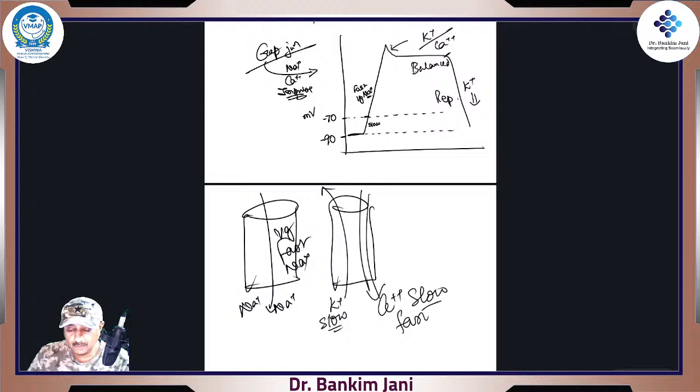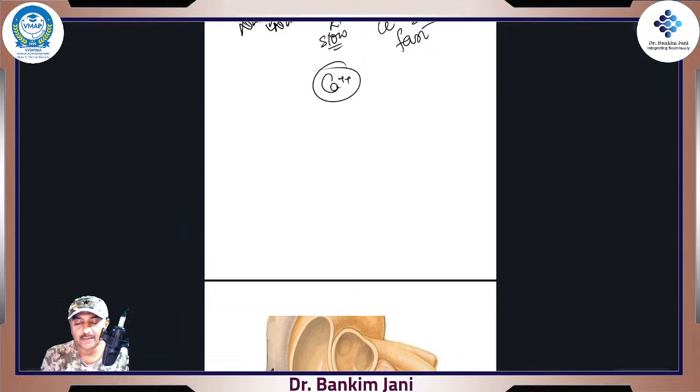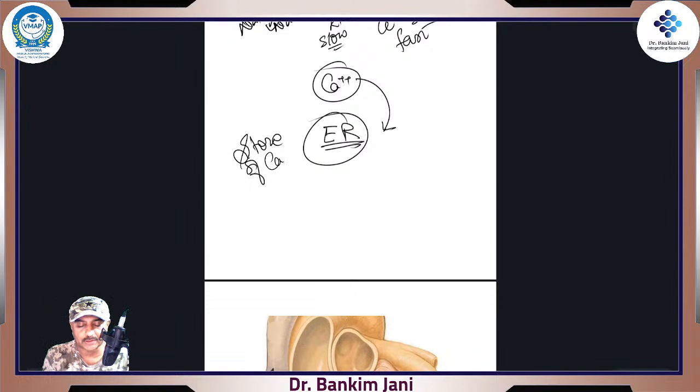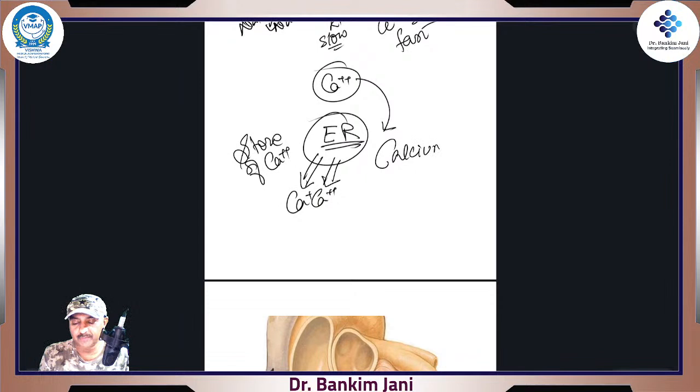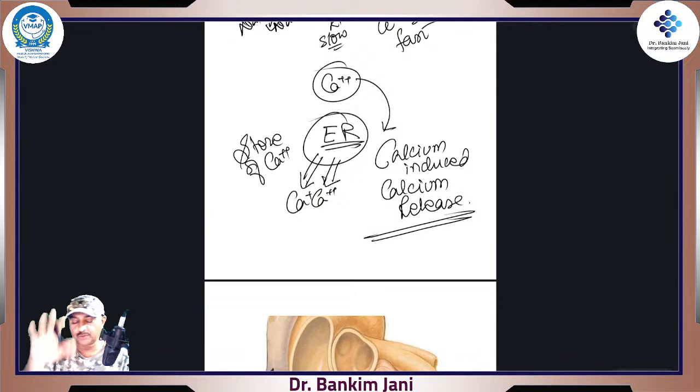For this contraction, the calcium which is inside, right, that calcium will trigger endoplasmic reticulum. Now endoplasmic reticulum is a store of calcium. So this endoplasmic reticulum would be stimulated by this calcium. So that is when the large amount of calcium would be released. This is what is called the calcium induced calcium release, right? So these small amount of calcium which is coming into the cell anyhow, finally it is going to affect this endoplasmic reticulum.